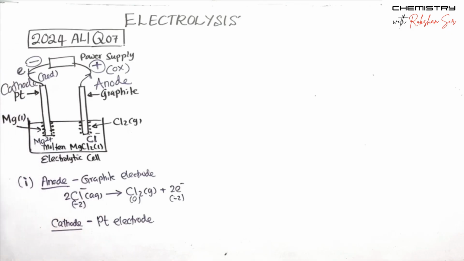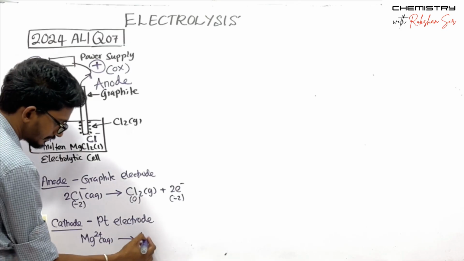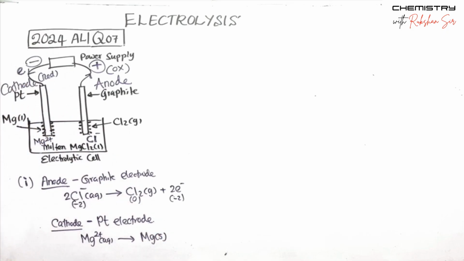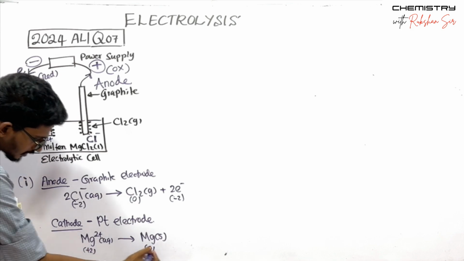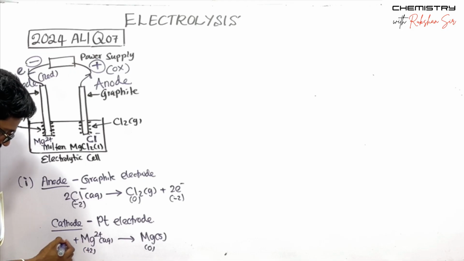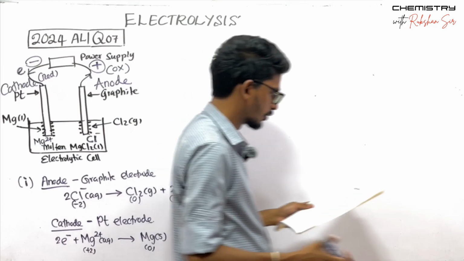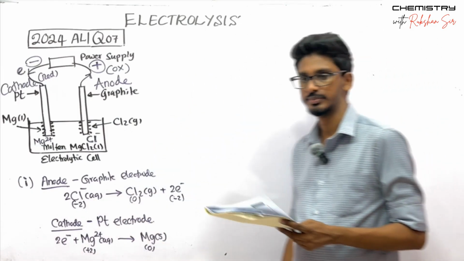What about the cathodic reaction? Mg2 plus ions approach the cathode. It will reduce to Mg solid. For the oxidation state balancing, 2 electrons are needed here. That is how we are supposed to identify the anode and cathode and write the corresponding equations.